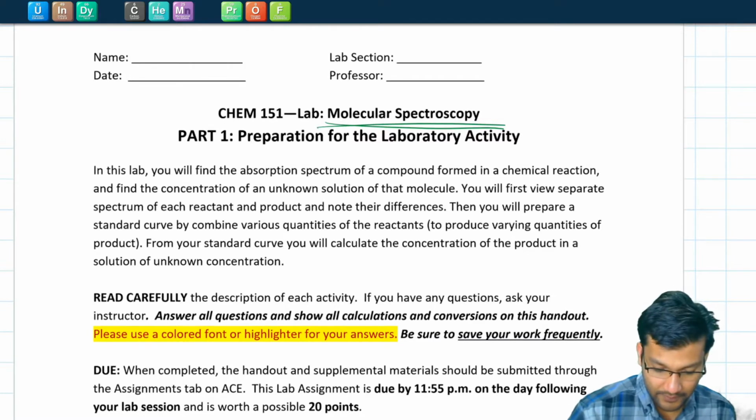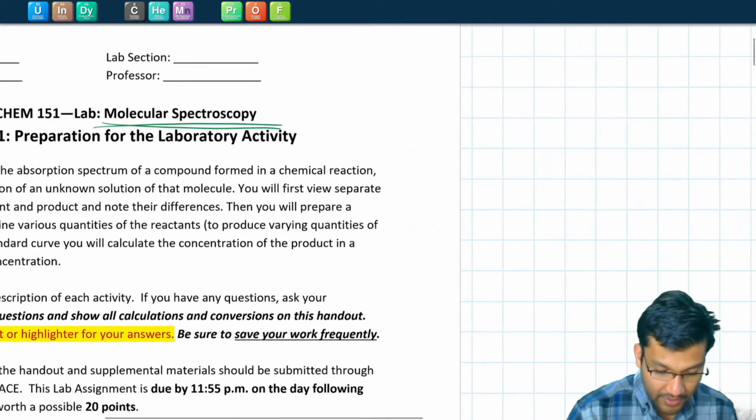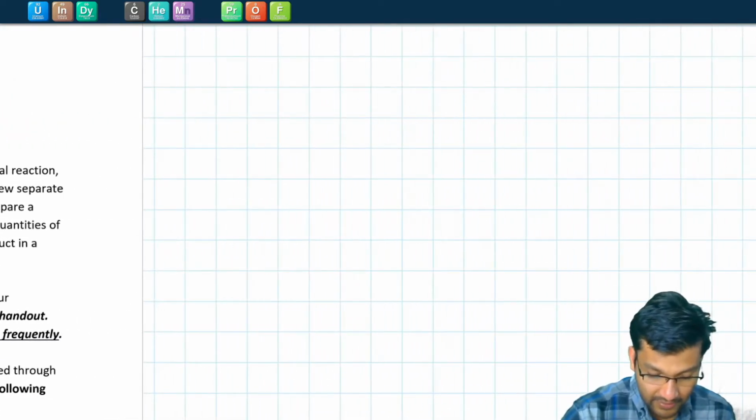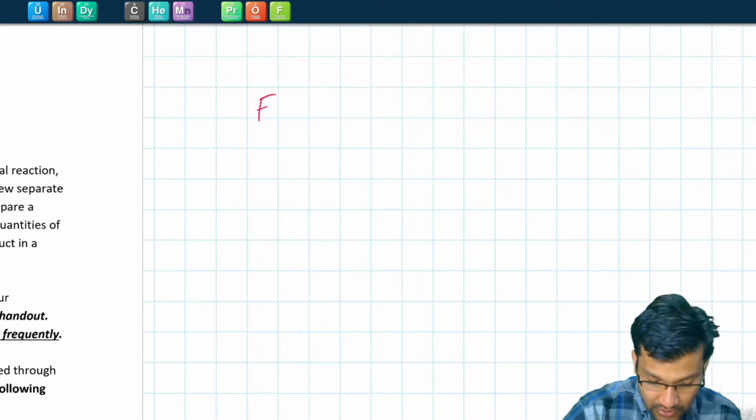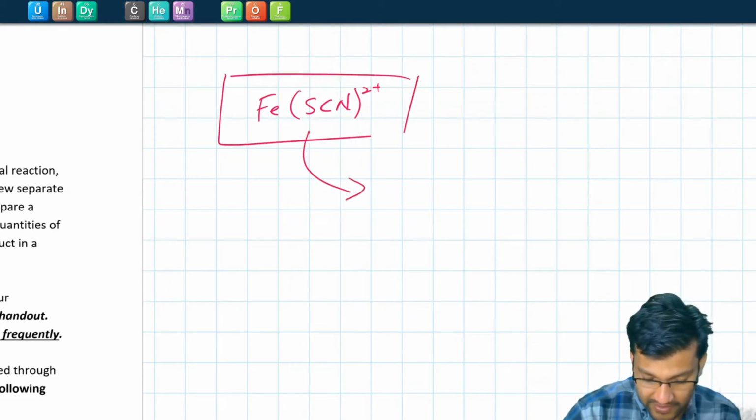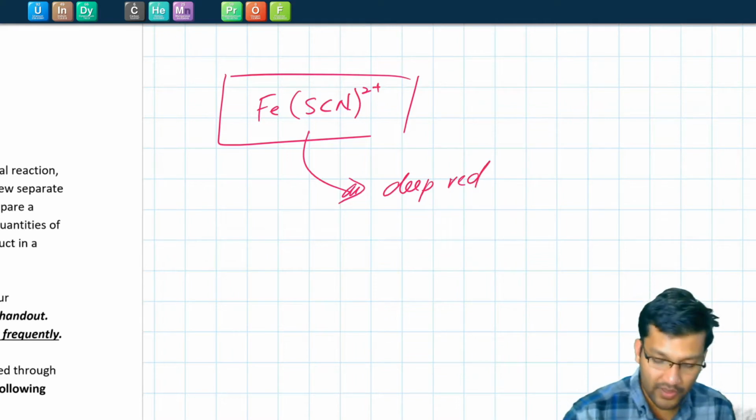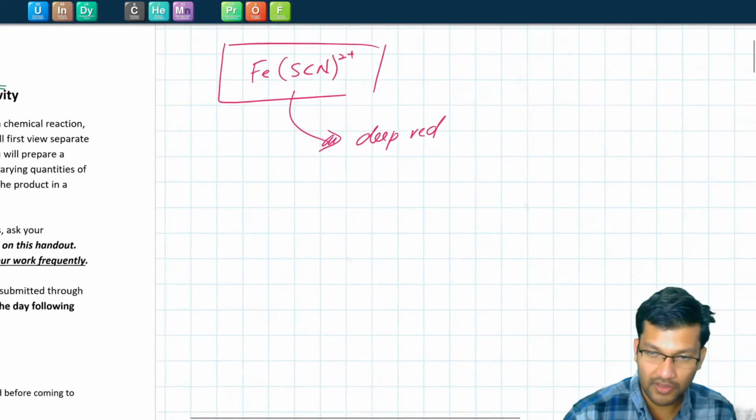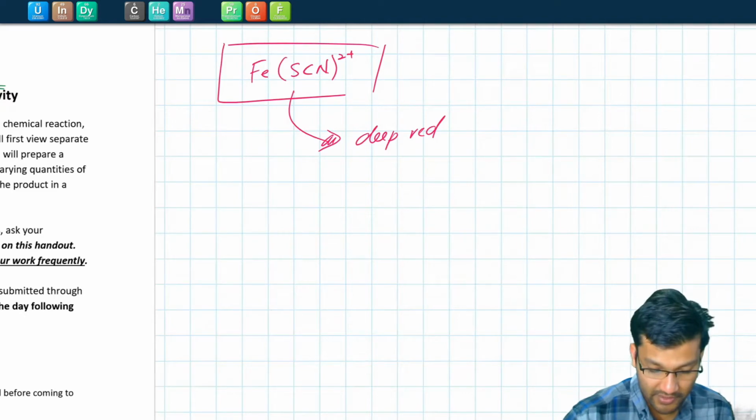Let's get started. In this lab, our entire aim is to find the concentration of an unknown solution of FeSCN2+. This solution has a very deep red color. Because of that, we're going to use Beer's law and absorption to figure out the concentration.